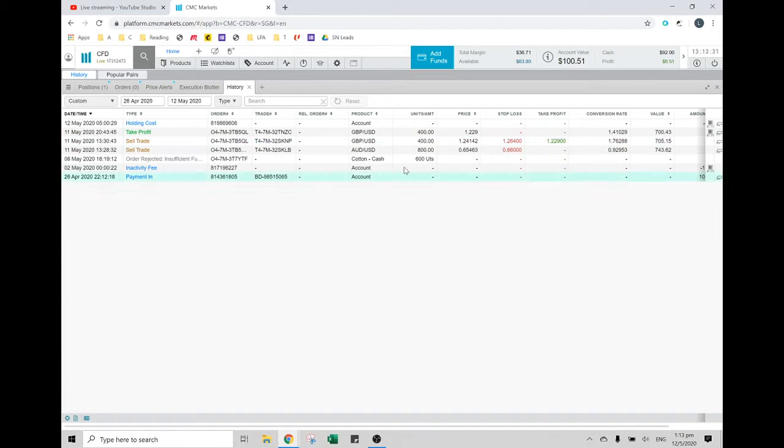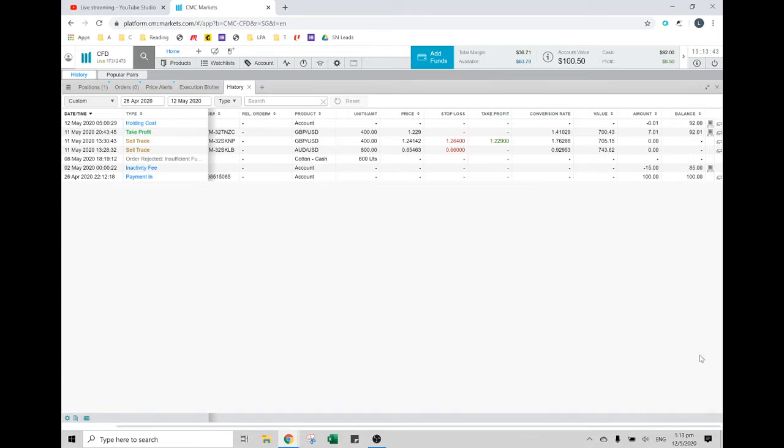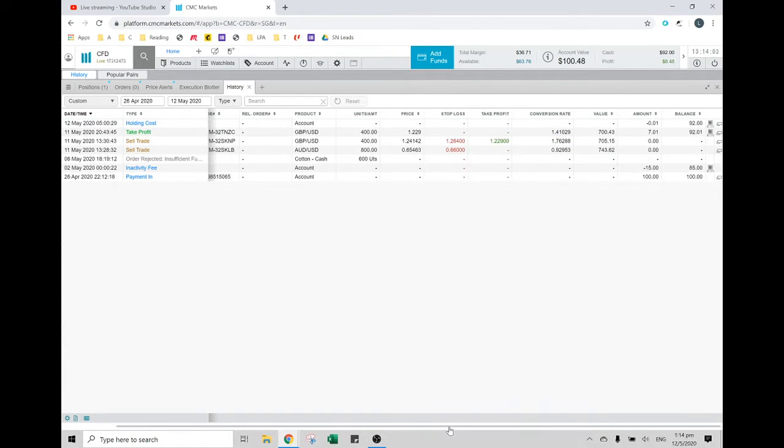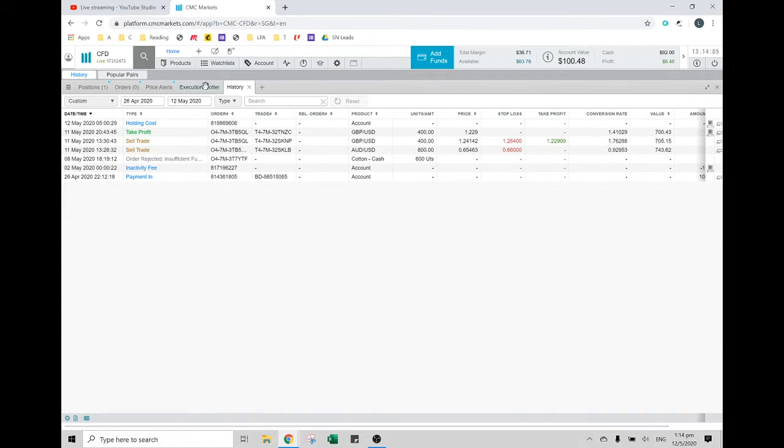How do I see this? Price, take profit. Made a few hundred pips. Okay, that's pretty nice. Oh, so there you go. I made like $7. Okay. So there's a holding cost. 1 cent. Fair enough. Okay.